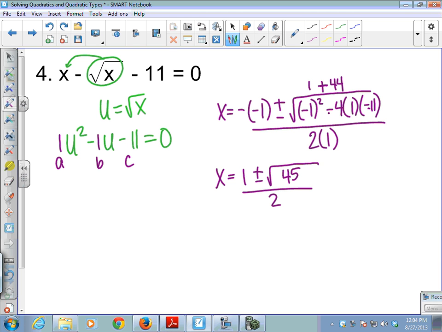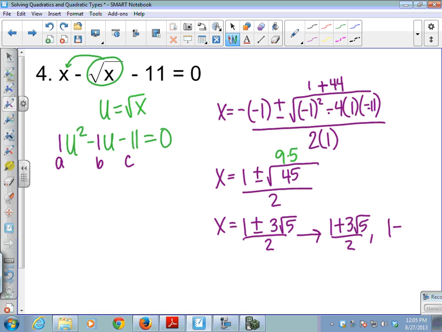Now, I can go ahead and simplify this radical right here. This is going to be able to be broken up into 9 and 5. So from the 9, I can bring out a 3, and so my simplified answer is going to be 1 plus or minus 3 square root of 5 over 2. Now, that really means I've got two solutions. I've got 1 plus 3 square root of 5 over 2, and I've got 1 minus 3 square root of 5 over 2.